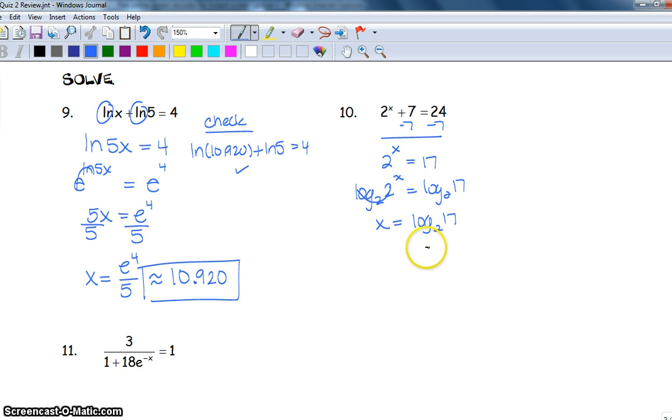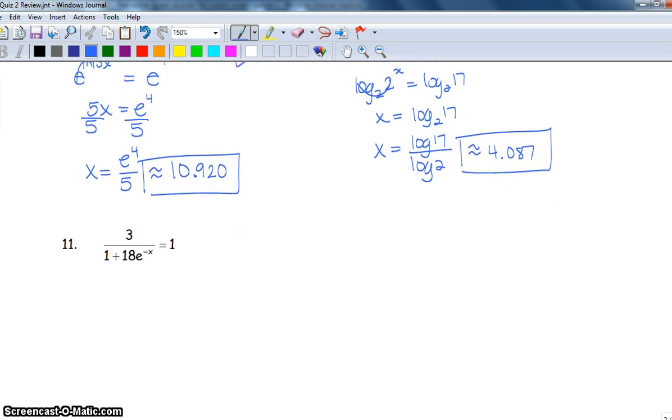Now remember, you can't put that into your calculator because your calculator only does common log and natural log. So we've got to use our change of base formula to enter log of 17 divided by log of 2. And you want to make sure that you're very careful with your parentheses. And you get 4.087. And check your answer and you see that it does work.